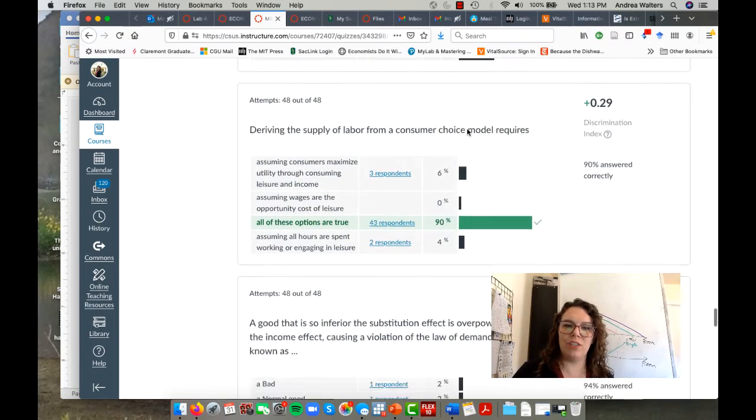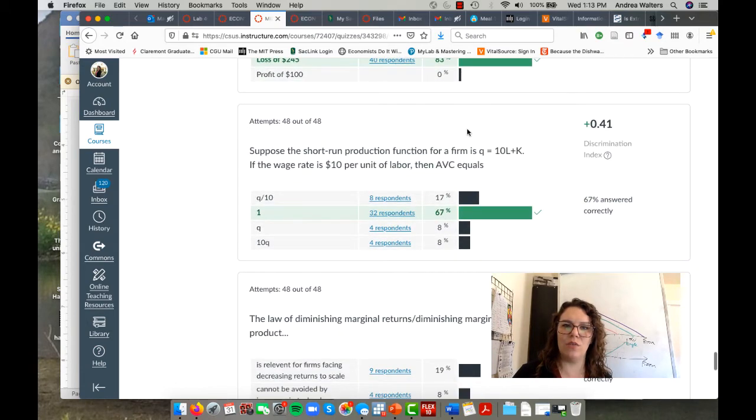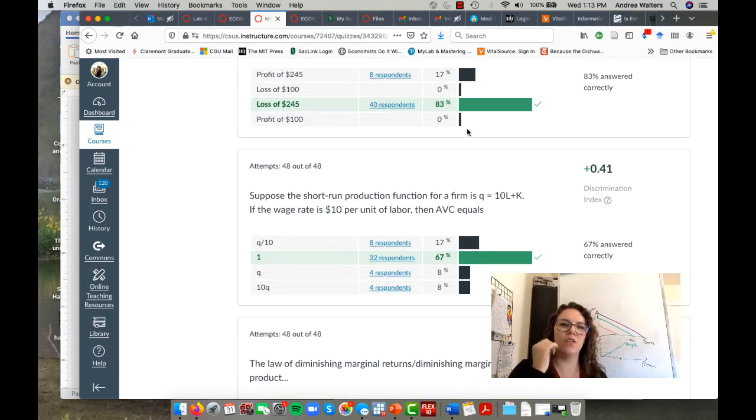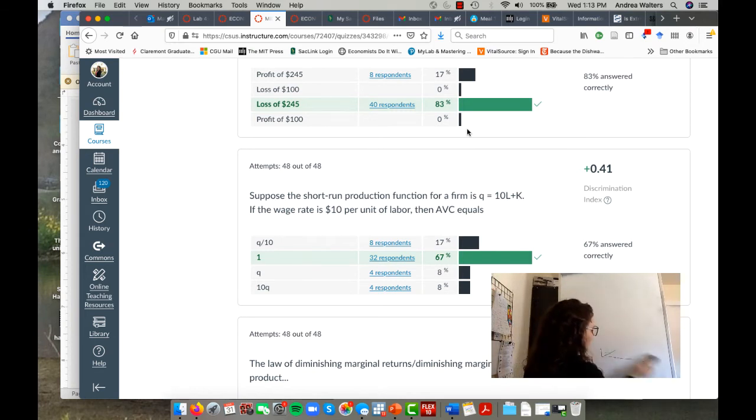The last question I wanted to look at was this question here. This looks at the short run production function for a firm that is Q equals 10L plus K. If the wage rate for a unit of labor is $10, then I want you to calculate the average variable cost. So again, remember what average variable cost is. Average variable cost is variable cost divided by quantity.